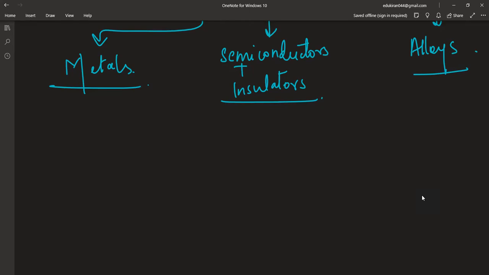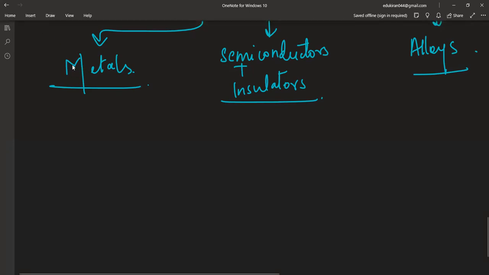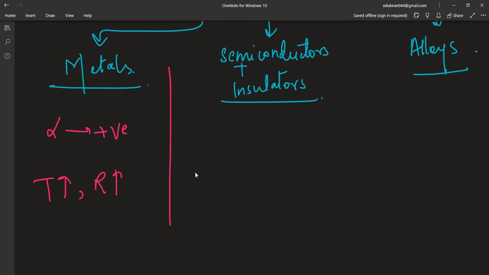All right. So I was discussing the effect of temperature on resistance. How to remember for metals? For metals, alpha is positive, right? So it means as temperature increases, resistance increases. Come to semiconductors and insulators. For these, alpha is negative. That means temperature will be increasing, but your resistance will be decreasing.